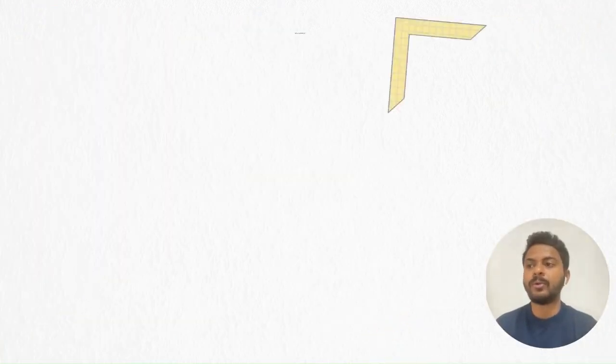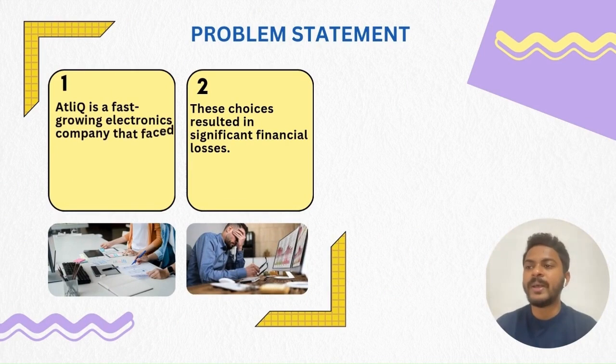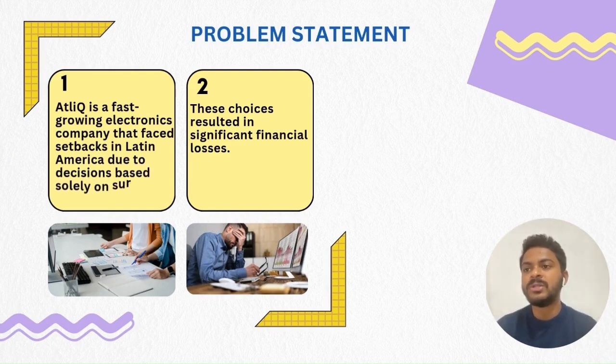Now let's understand the problem statement. Atlic is a fast growing electronics company that faced setbacks in Latin America due to decisions based solely on gut feeling and intuition. These choices resulted in significant financial losses. So they want a solution. Also they want to look at where they can improve and which markets they are growing in.